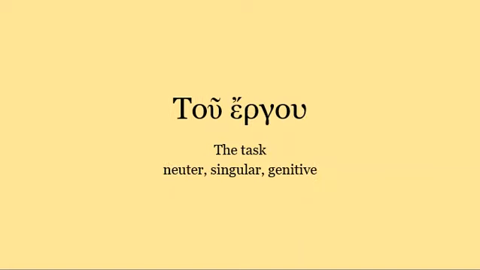And now we move on to the neuter. We have the task, or of the task, which is tu ergu. Again, tu ergu. And this is the neuter singular genitive, meaning the task or of the task. Now, this time when I say it, try to say it after me. Tu ergu.